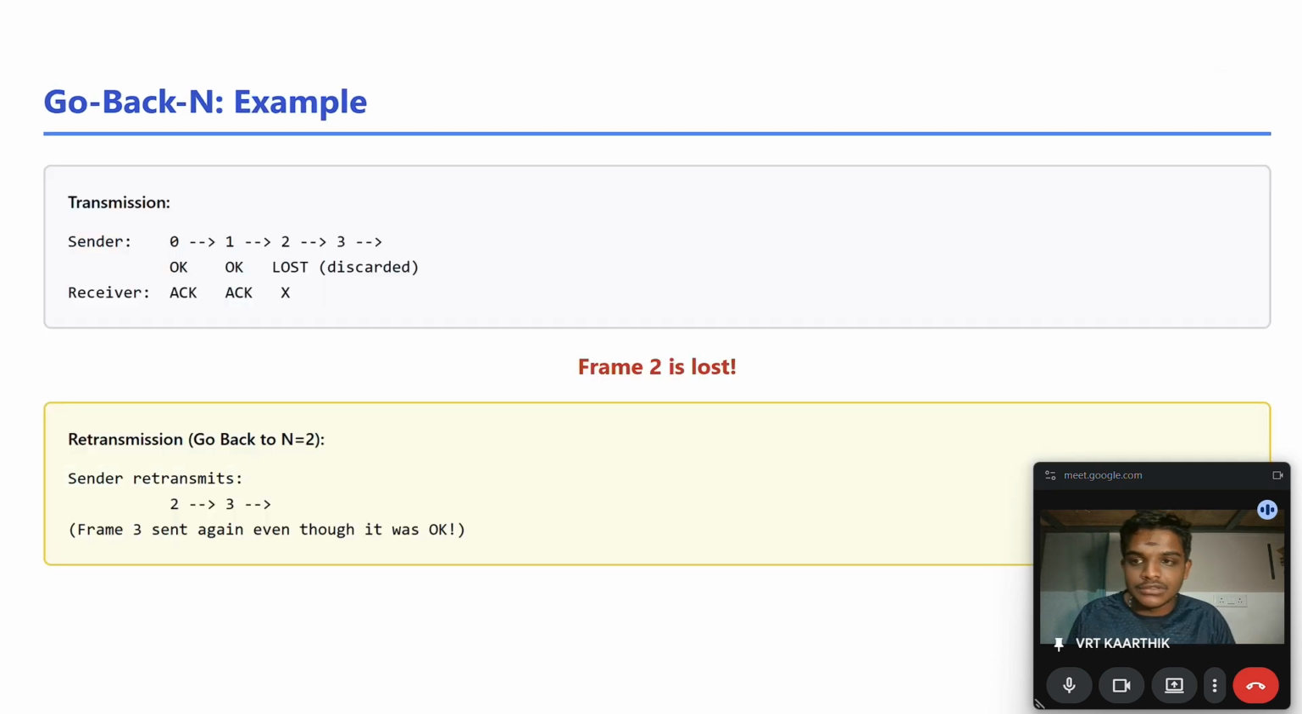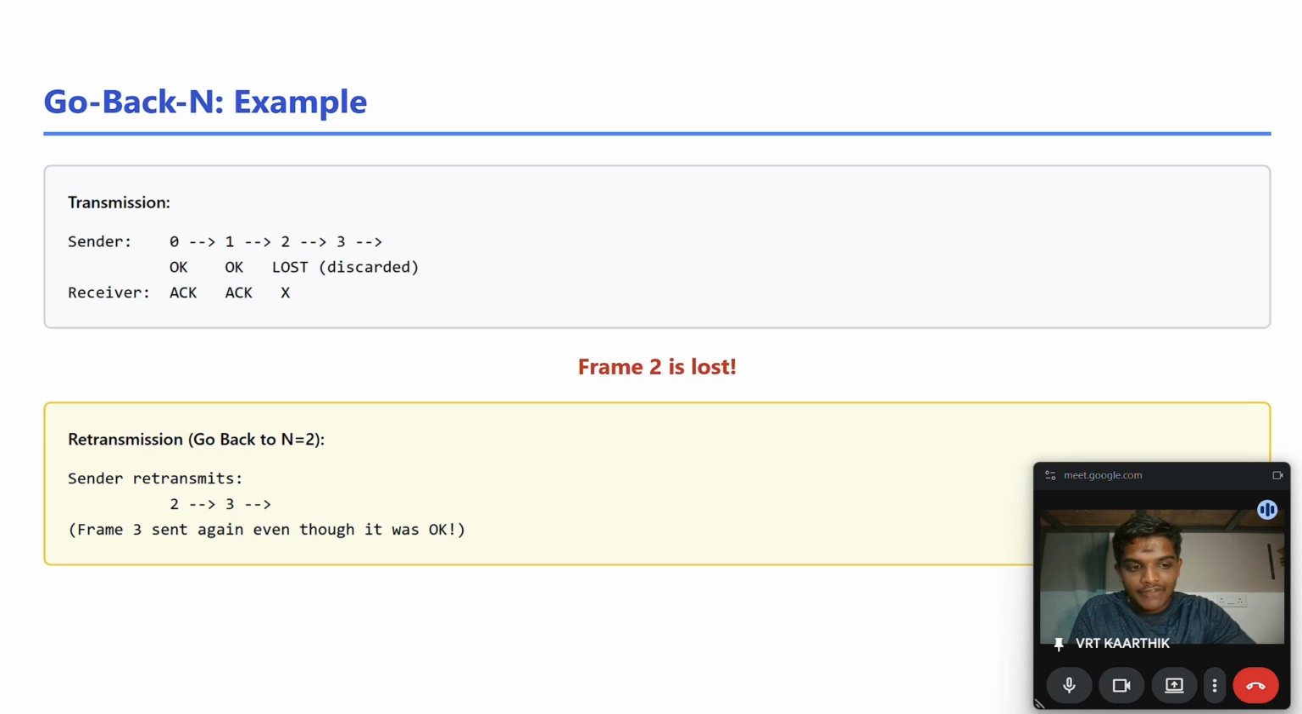So we'll take an example for this Go-Back-N protocol. Here in the transmission, the sender sends the data in an order like 0, 1, 2, 3, 4. So at first frame 0 is acknowledged, and it is okay. Frame 1 is also acknowledged, and it is okay. And when we come to frame 2, the frame 2 is lost, the data is lost.